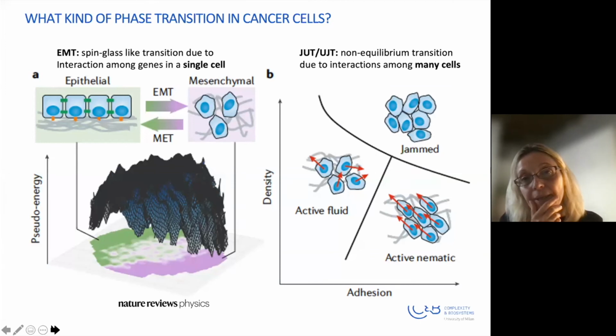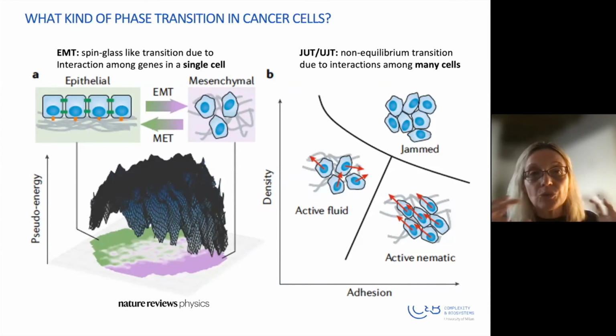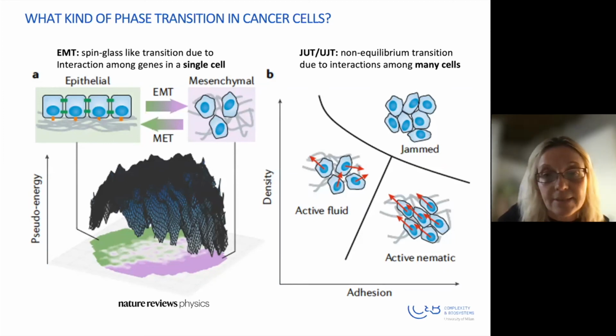And so if you see this cartoon, we have on the right what happens in collective cells. So you have many cells, you have jamming and unjamming, so a non-equilibrium transition due to the interaction among many cells. And we are able now to tune different parameters to go from one state to another. But EMT is something different. You have a spin glass-like transition due to the interaction among genes in a single cell.